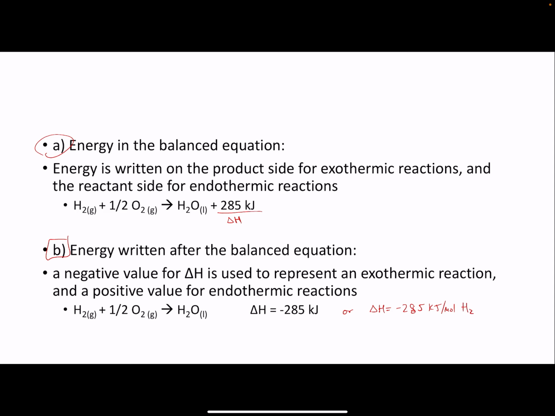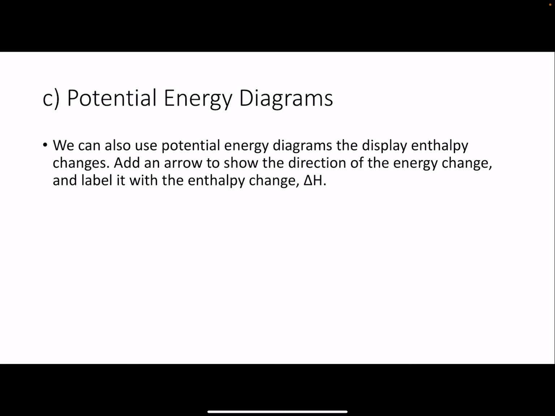per mole of hydrogen. Okay, whenever you write per mole, you have to specify what that mole is, because there's 3 different substances here. It has to be per mole of what? Because it'll be different for different substances. Okay, so those are 2 ways of understanding what the energy is. It can be right in the equation, or it can be written beside it, and usually there's a bit of a gap. And then lastly, we can use a potential energy diagram.